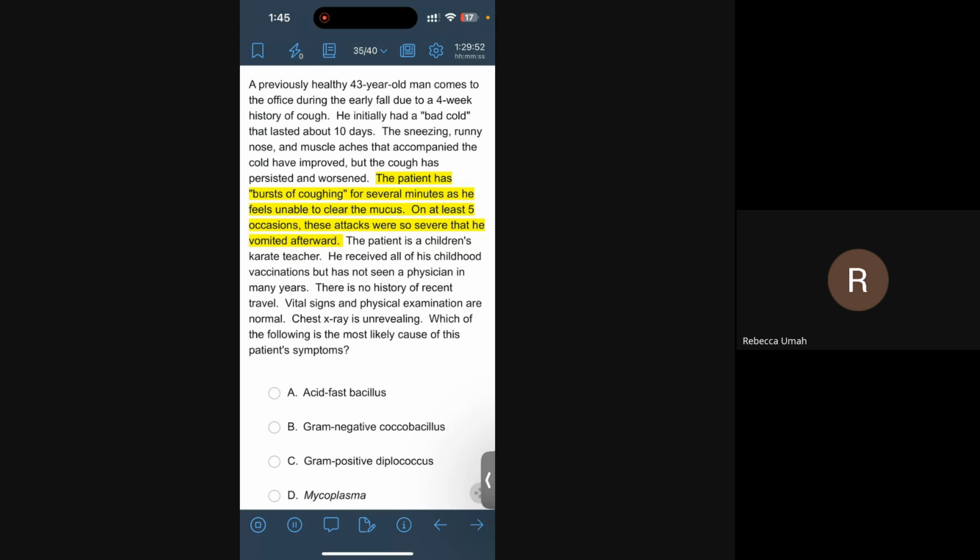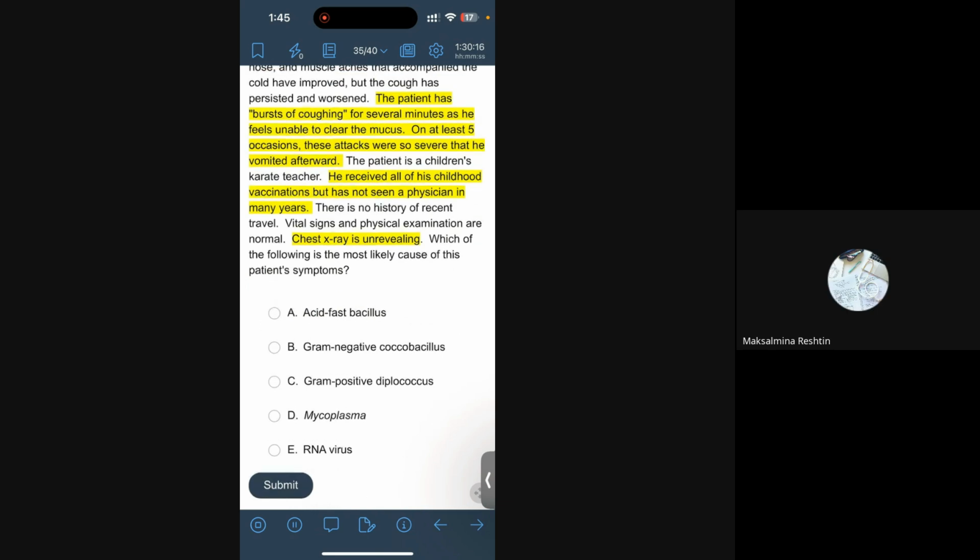He received all his childhood vaccinations, but has not seen a physician in many years. Chest X-ray is unrevealing. Do you think it is lobar pneumonia? No. So gram-positive diplococcus is not the answer.